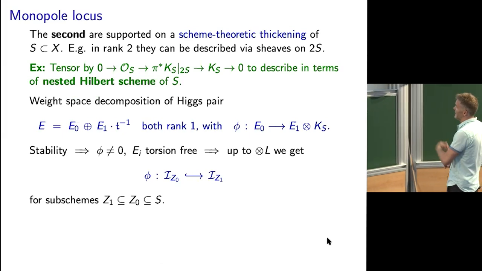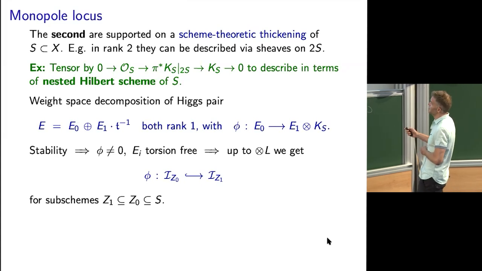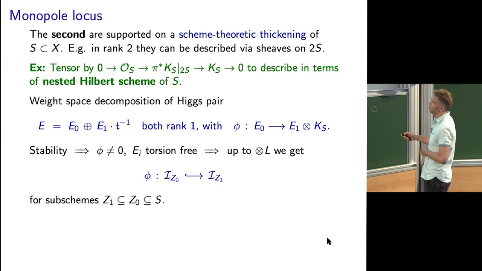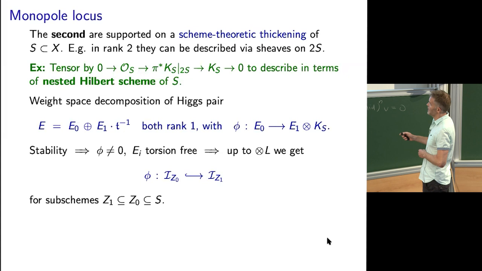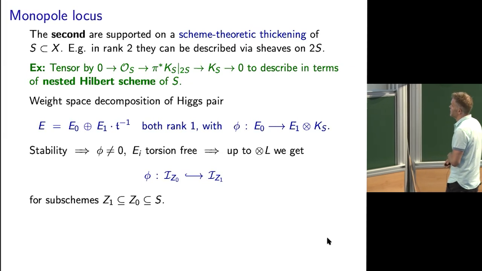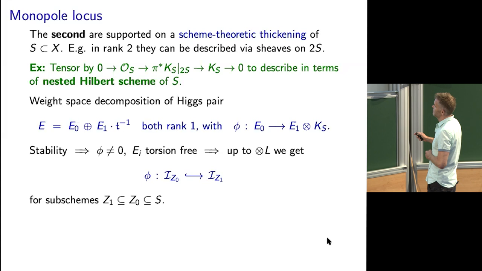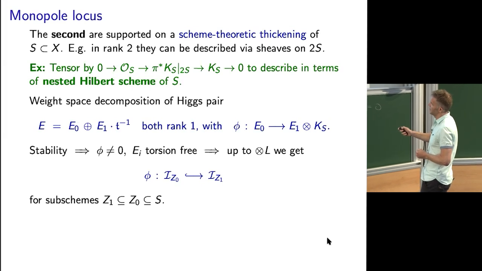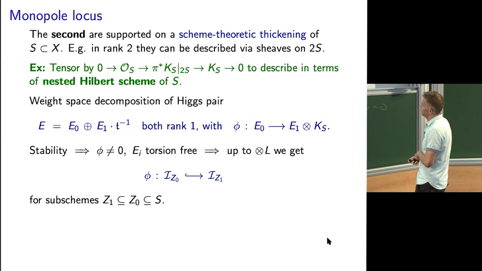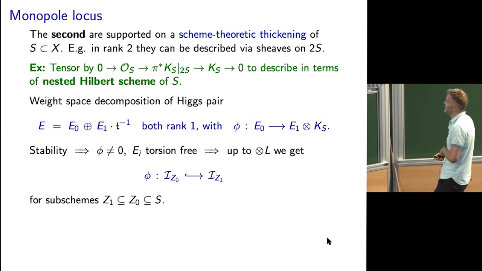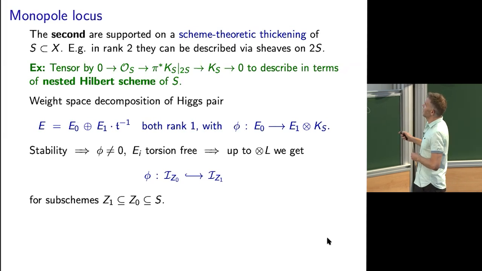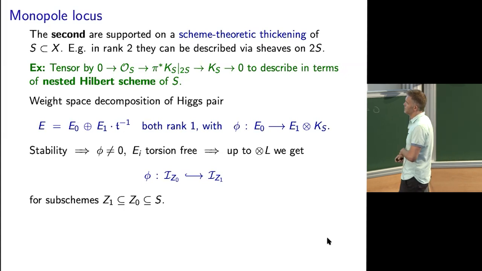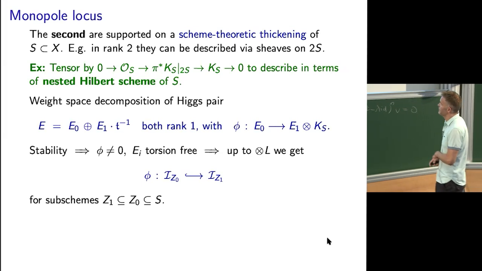And what that corresponds to in Higgs language is that you can decompose the Higgs pair using the C star action. So you can decompose your vector bundle E in terms of a weight zero piece, which is fixed by the C star action, and a weight minus one piece, which is not. And the Higgs field, remember it was off diagonal, it was this Jordan block. The Higgs field maps the E0 to the E1. Okay. And the stability forces the Ei to be torsion free, so up to tensoring with a line bundle, they're ideal sheaves. And what it turns out is that this phi ends up being a map between two ideal sheaves of subschemes of S.